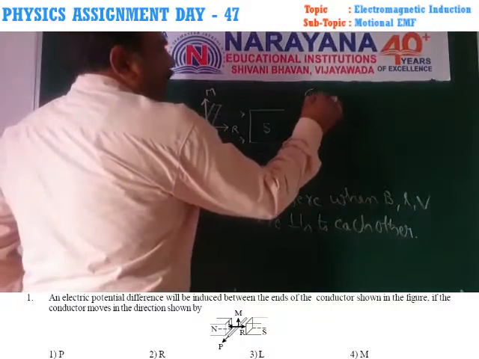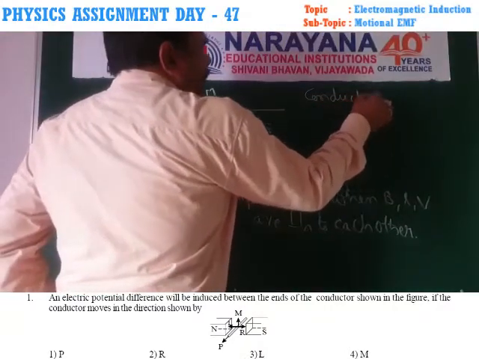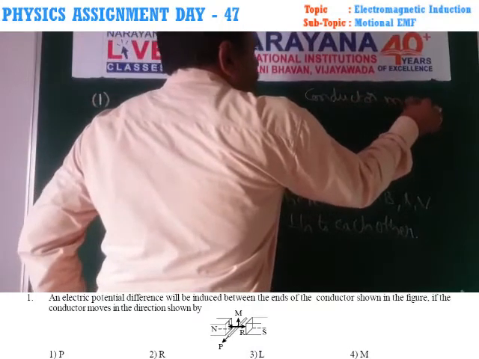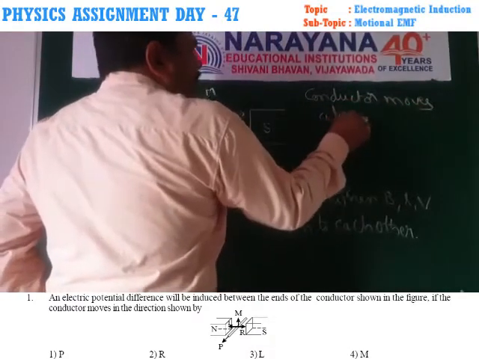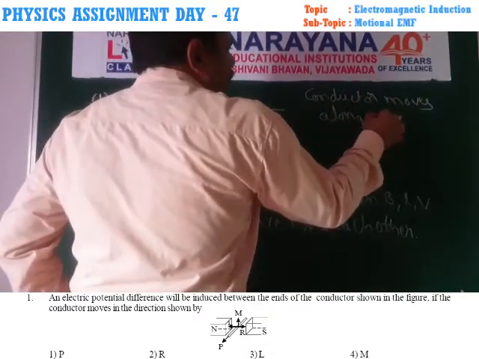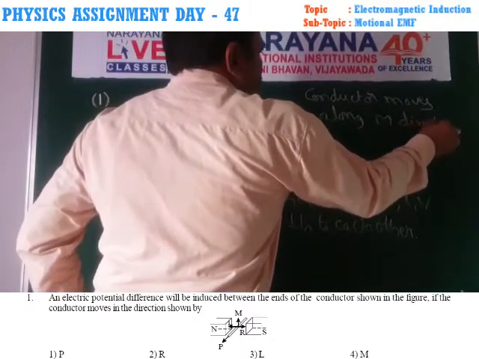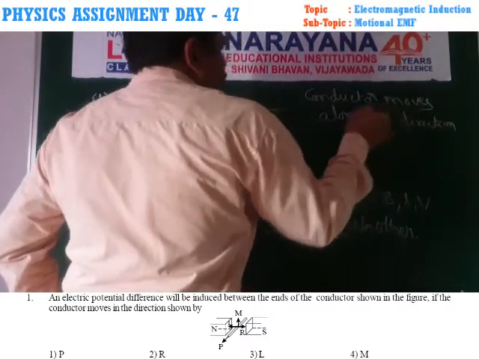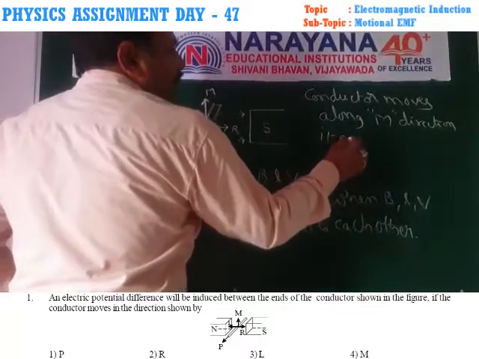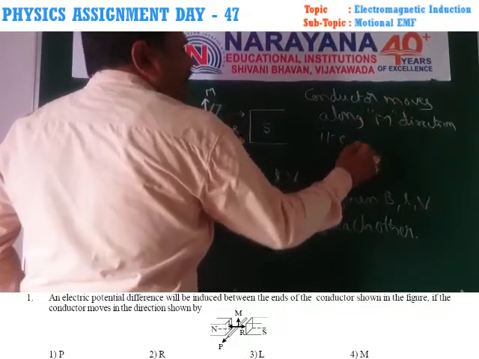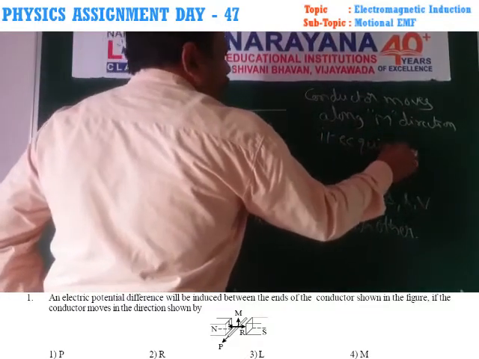So the conductor moves along the m direction. It acquires EMF.